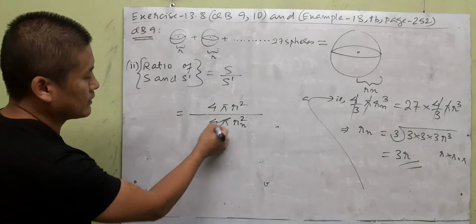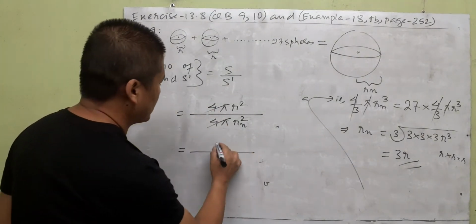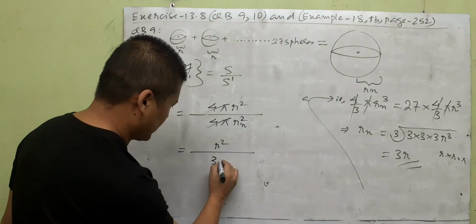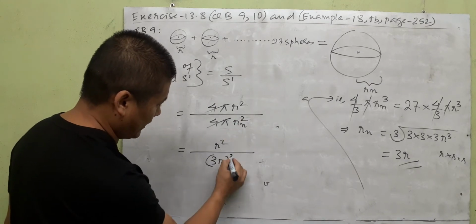So we know we can cancel this 4 pi and 4 pi, right? Then here, just keep this r square as it is. And rn, we just now got as 3r, so let's put 3 small r in a whole bracket, because there are two factors, bracket and square.